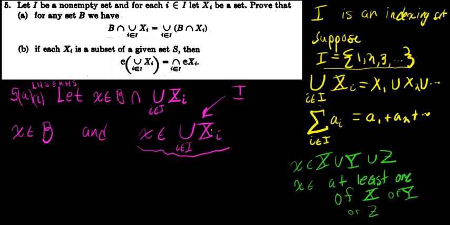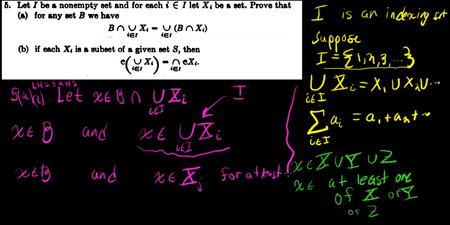So we can do the same thing here for an indeterminate number of sets. We know that x is in at least one of these Xi's. So we'll say that here. So let me switch back to this purple color. x is in B, and x is in Xj for at least one j in I.